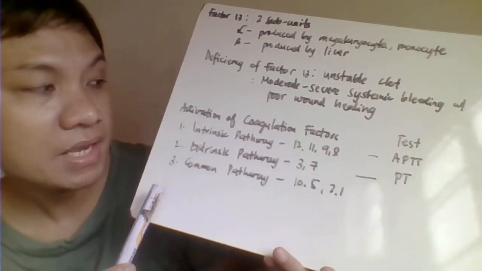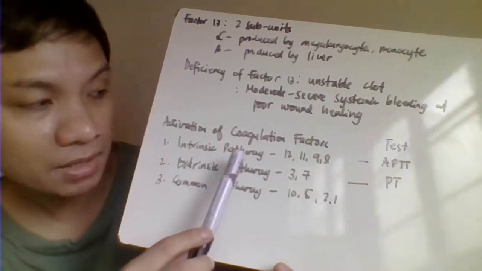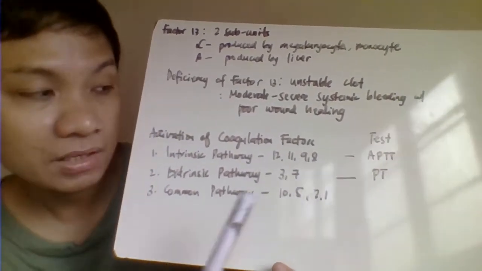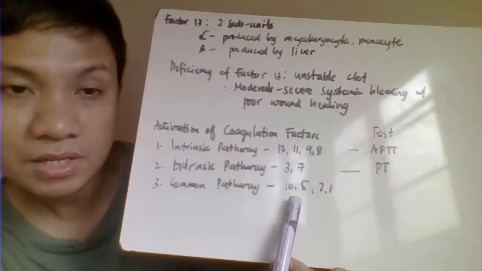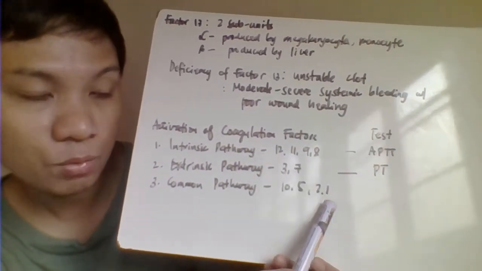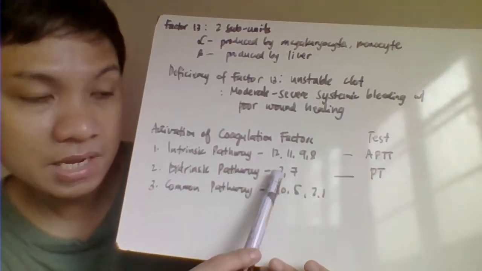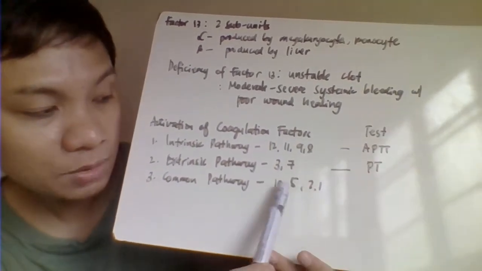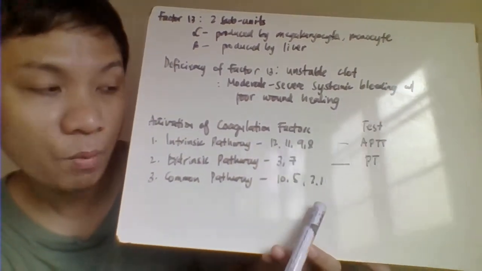Okay, then we have also here the activation of coagulation factors. So, again, yung intrinsic pathway ulit as a review starts with activation of factor 12, 11, 9, 8, proceeding with your common pathway, 10, 5, 2, 1. Extrinsic pathway will start with activation of your factor 3, factor 7, and then proceed here with the common pathway, factor 10, 5, 2, 1.